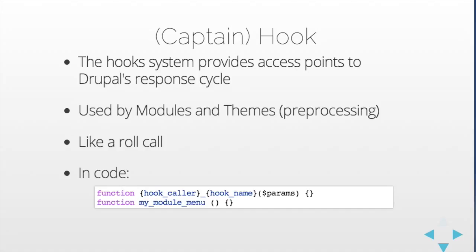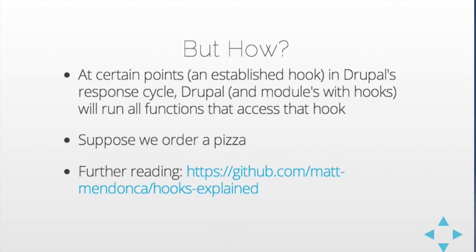It's like a roll call. We'll get to this in a second, but in code, you'd have function, whatever's calling that hook, underscore, whatever the hook name is, followed by parameters. So in a very simple example, my module underscore menu.